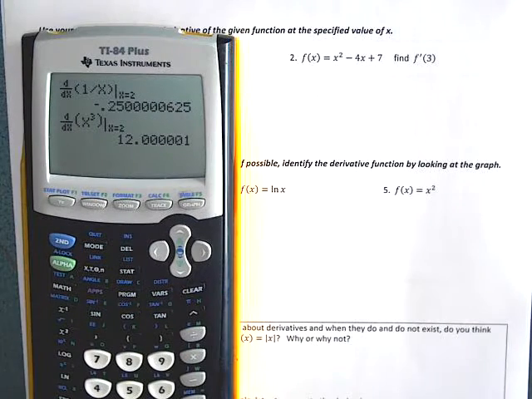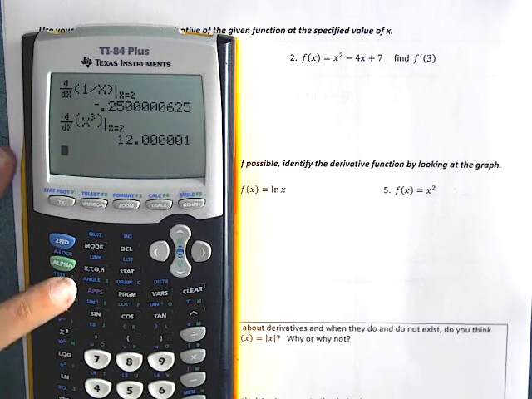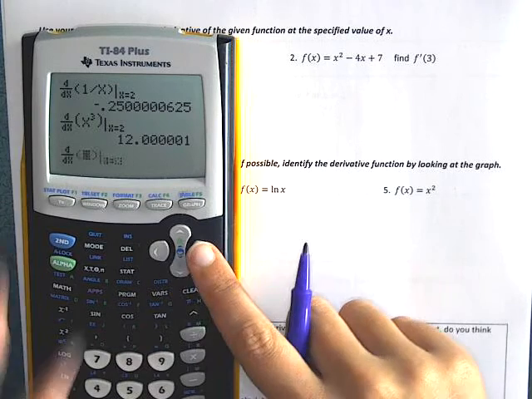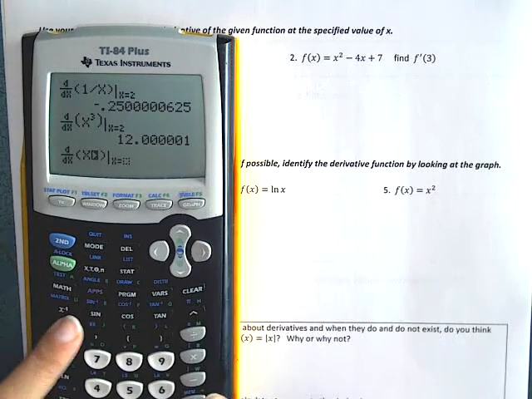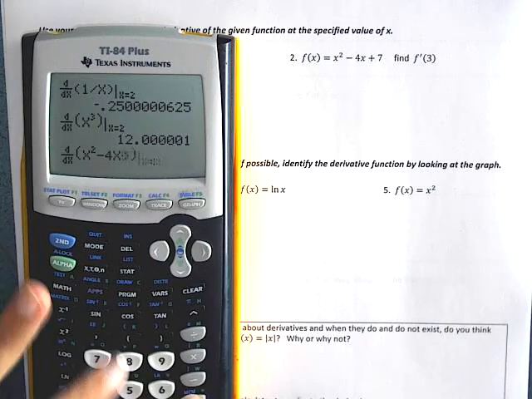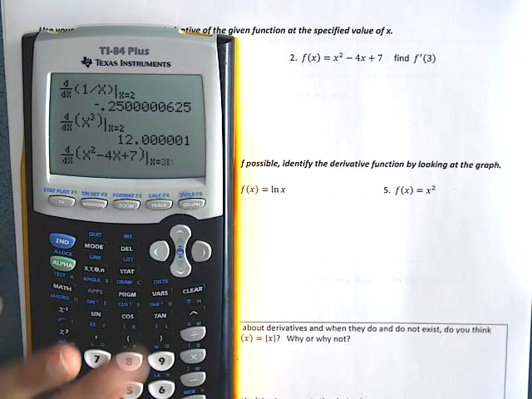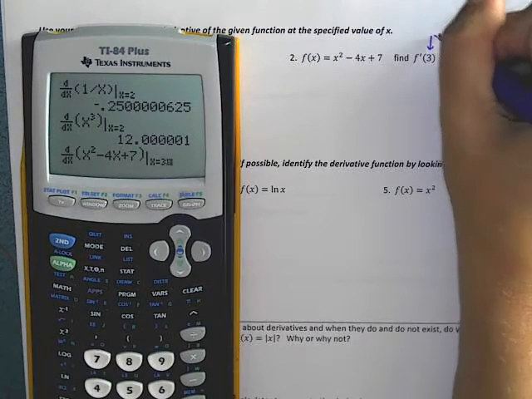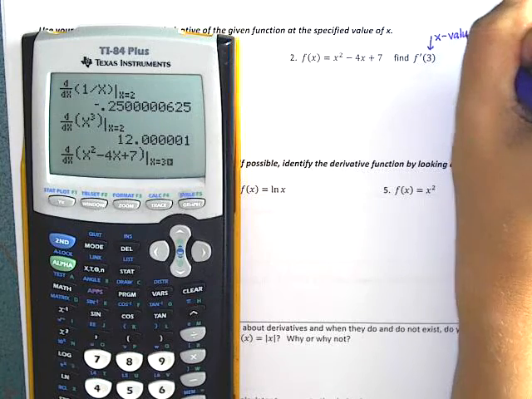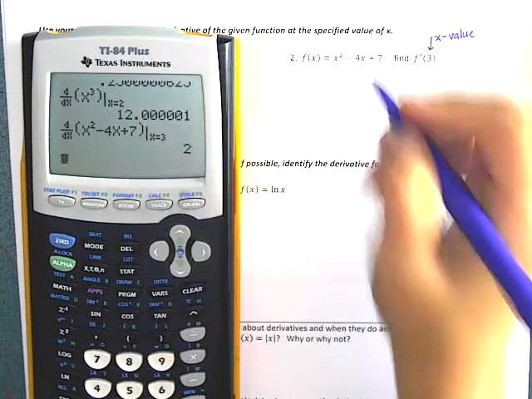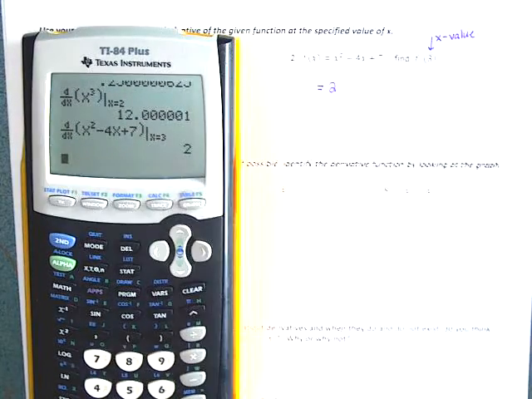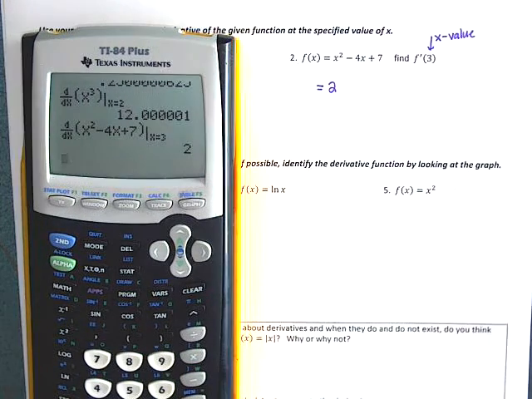If you would like to, this is a good time to pause the video and try number 2 on your own and see if you can do it. So math option 8, d over dx, x squared minus 4x plus 7. Fill in the 3 because remember this means that our x value is 3. Enter, you get 2. Pretty easy, I like that.